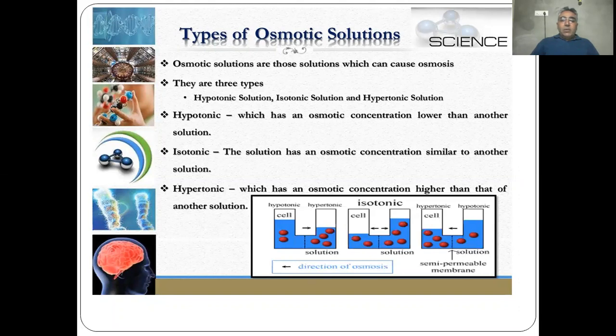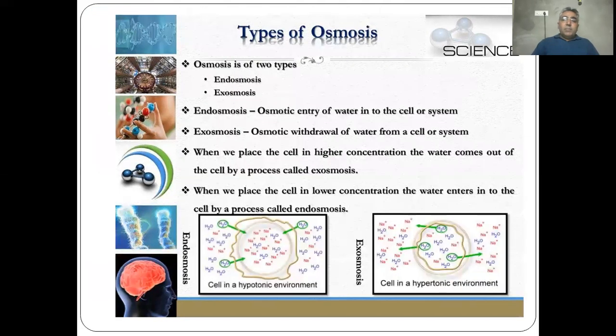And then an isotonic solution: if the medium surrounding the cell has the same water concentration as that of the cytoplasm, the solution has an osmotic concentration similar to another solution. A hypertonic solution has an osmotic concentration higher than that of the other solution. In an isotonic solution, the size of the cell remains the same, and in a hypertonic solution, the cell shrinks.